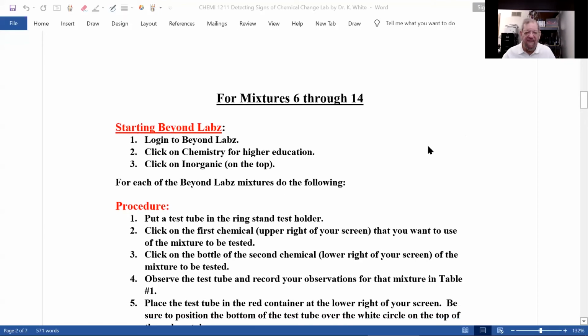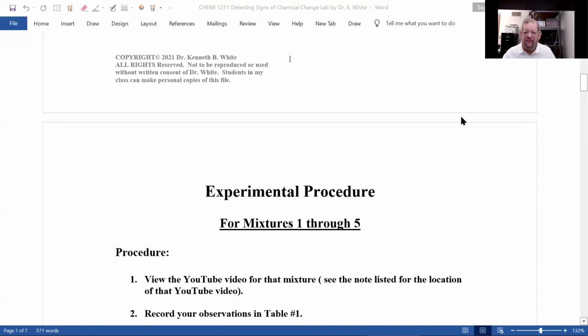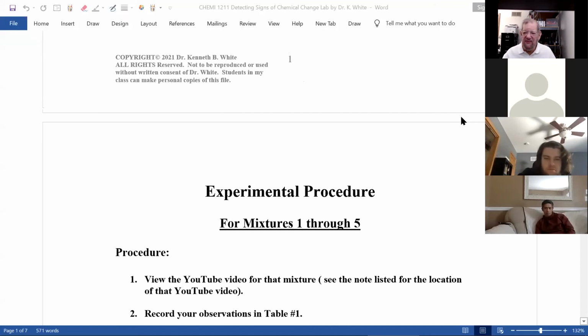All right. Everybody see experimental procedure? Do y'all see experimental procedure on your screen? Thumbs up, people. Yes, thank you.